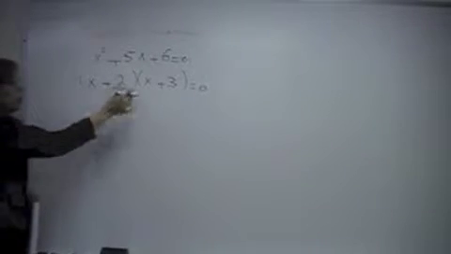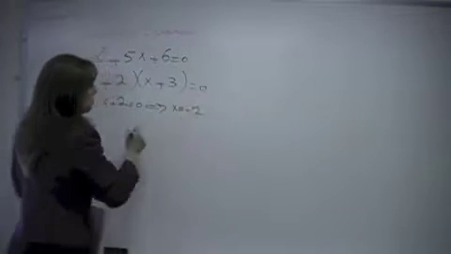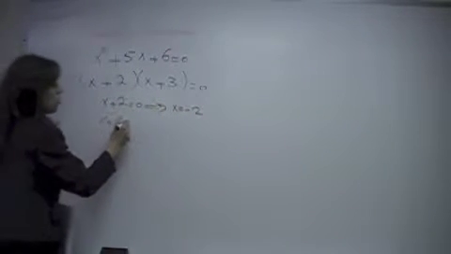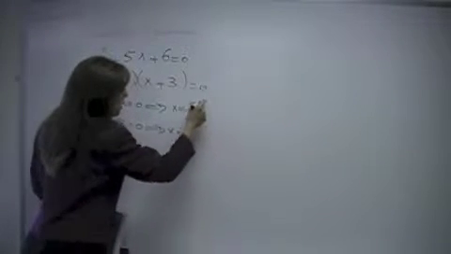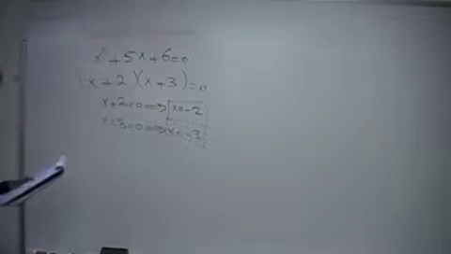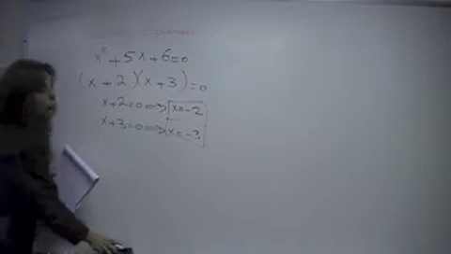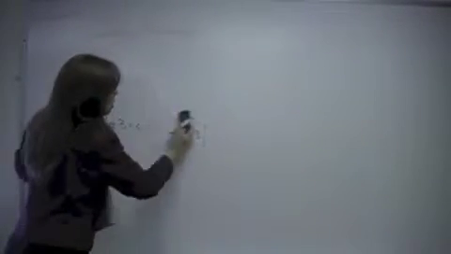Either the first binomial will equal 0, so x plus 2 equals 0. That means x equals negative 2. Or x plus 3 equals 0. That means my x equals negative 3. And these will be the solutions for my equation. We're going to learn a way today to solve quadratic equations with a method that is called completing the square.